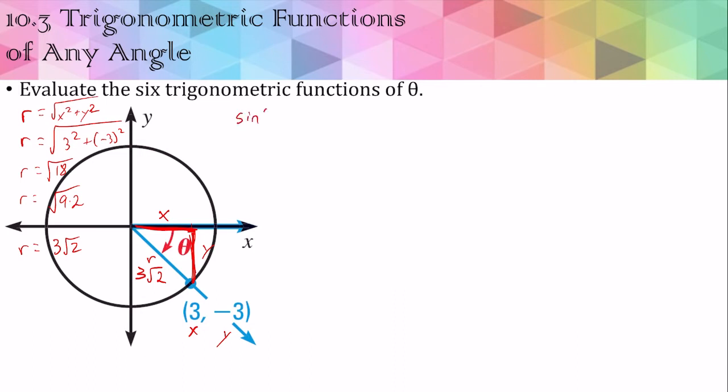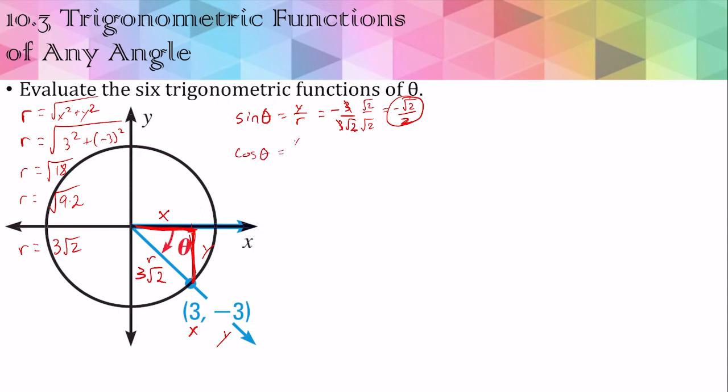So sine is y over r, or negative 3 over 3 square root of 2. Oh, I can't have a square root in the denominator. And the 3's will cancel out. So it looks like it's negative square root of 2 over 2. Square root of 2 times square root of 2 is 2.